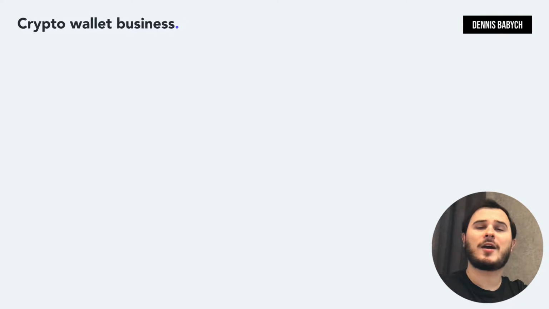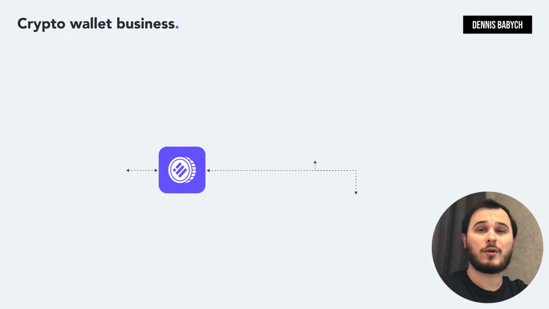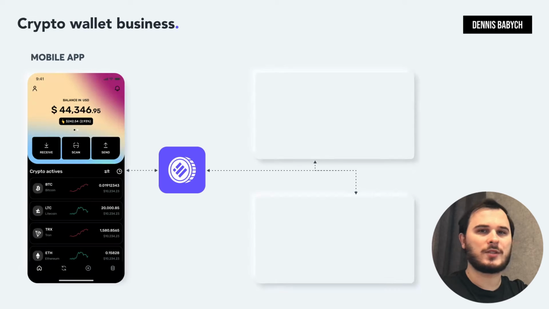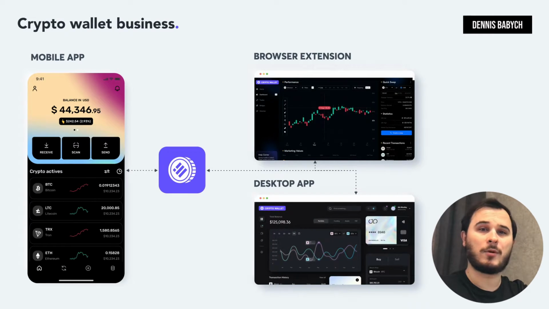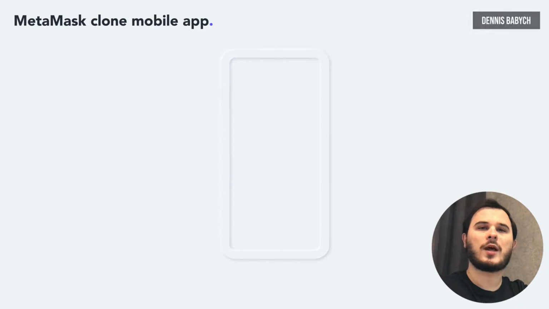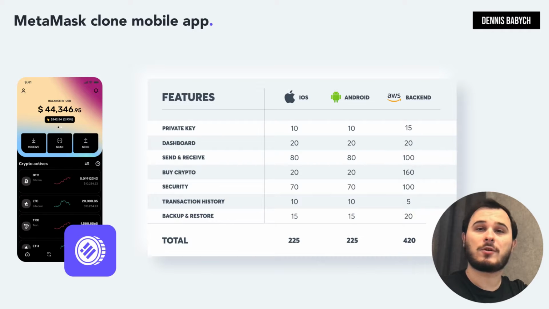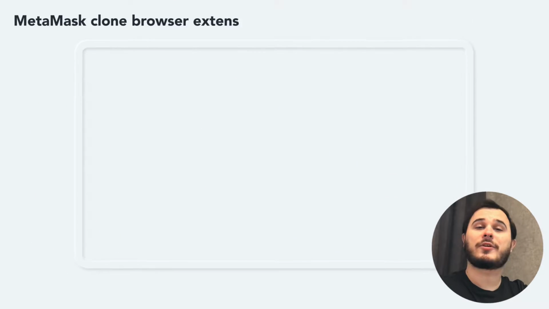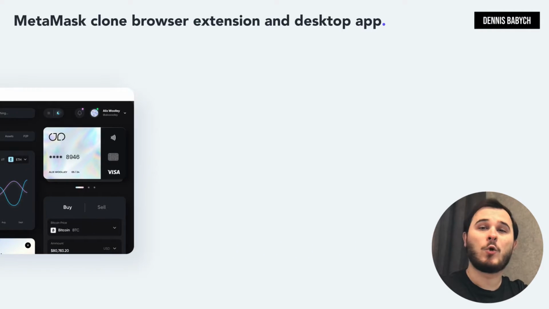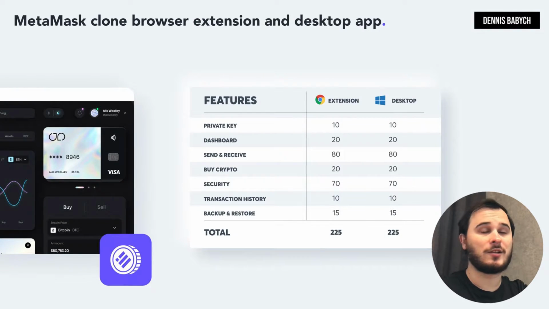Okay, let's start by identifying the core components of your crypto wallet. Depending on your business goals, it might include the mobile app, browser extension, and sometimes the desktop app. The mobile app will have functionality such as private key management, send and receive crypto, staking, token swaps, buying crypto, and so on. The browser extension and the desktop app will have almost the same functionality as the mobile app.